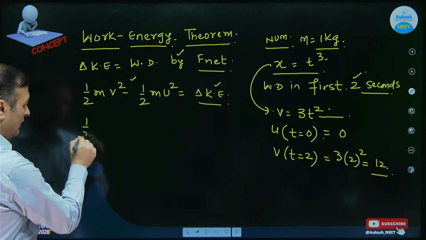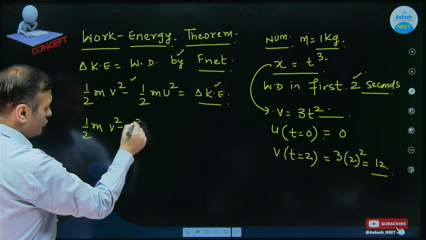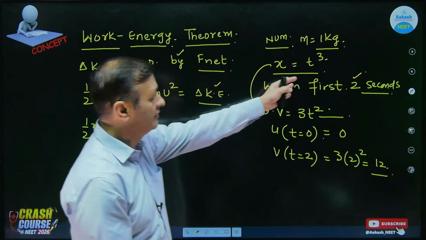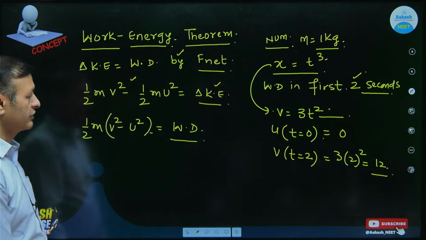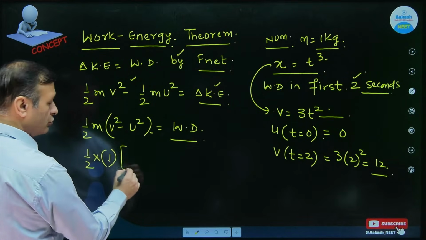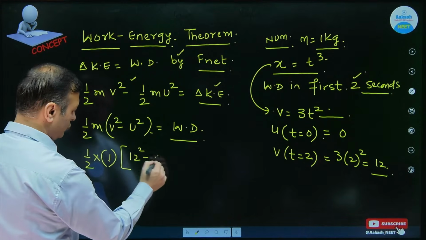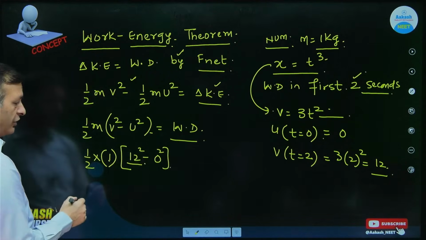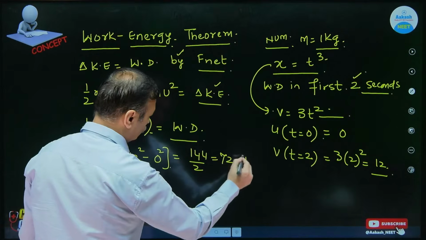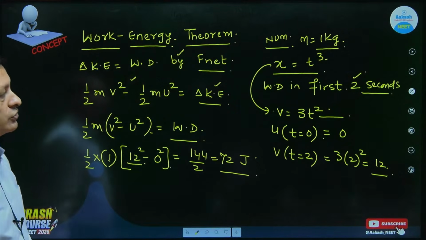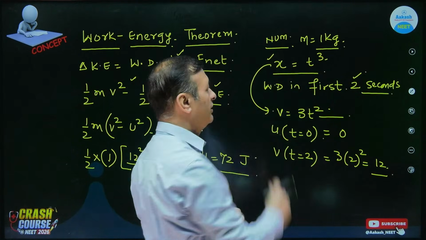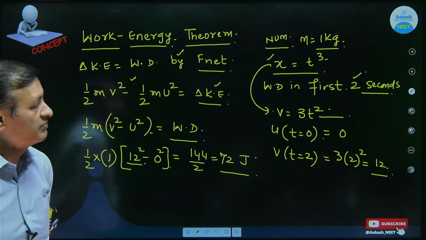Then half m v square minus u square, the change in kinetic energy, defines the work done by the body in the first 2 seconds. So this is how you will be finding it. Put the value of mass as 1, v square. What is v? V is 12, so 12 square minus u is 0. So 12 square becomes 144. So this is 144 by 2, and that defines 72 joules only. So this is the work done in the first 2 seconds if the position of the body varies as per this expression, as per this equation.